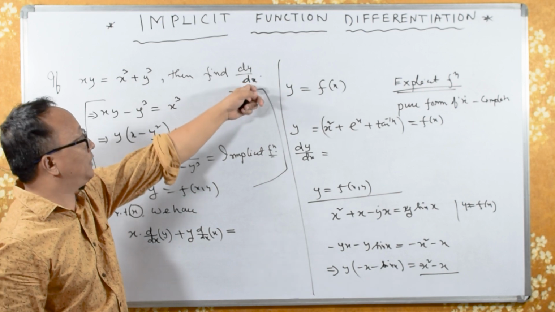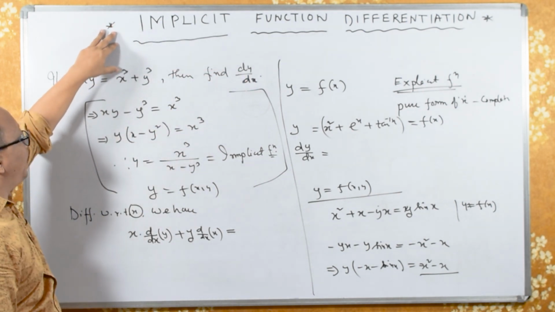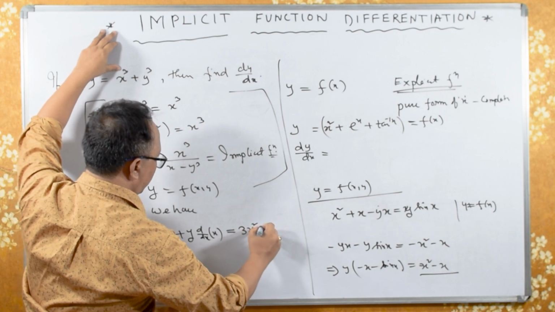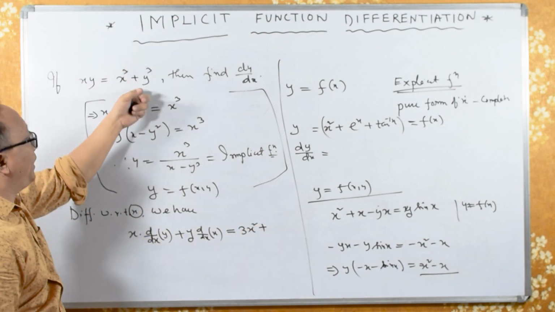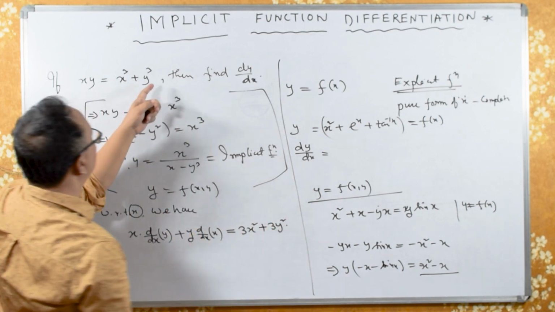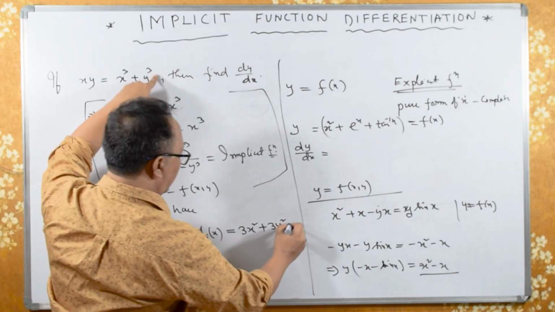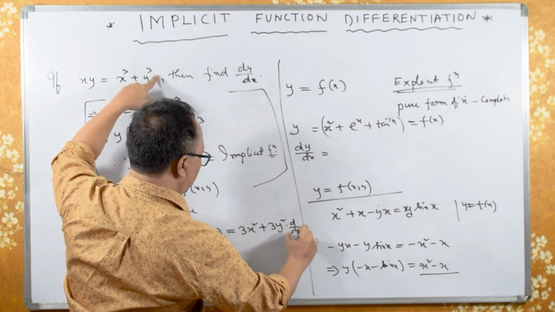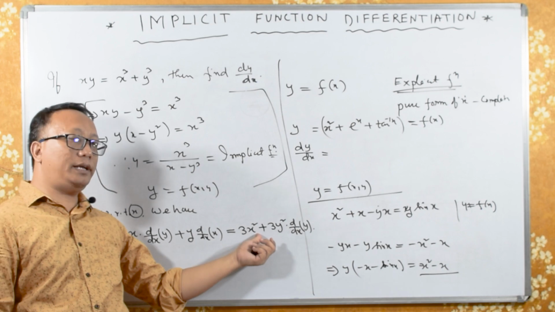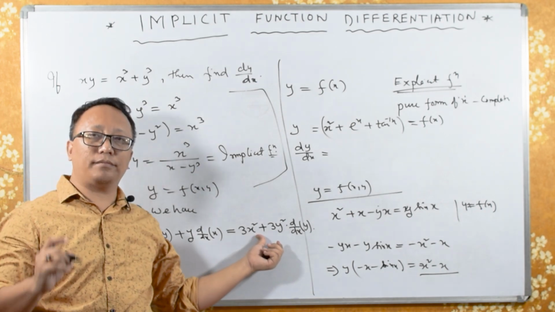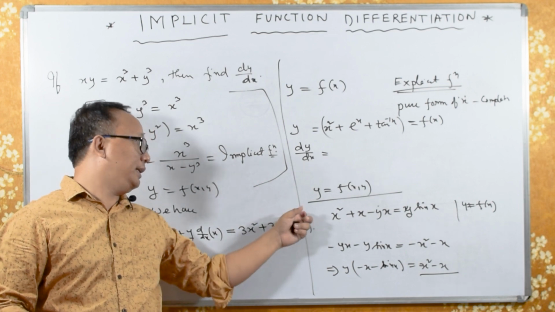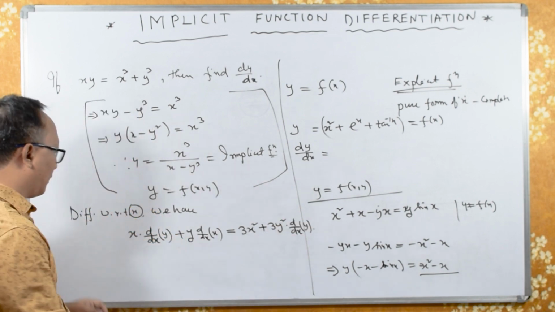Be careful here with respect to x. Here, d by dx of x cube with respect to x is what? 3x square plus, here y cube will be what? 3y square, again dy by dx of y. Here what we have is again d by dx of x, that is 1. That's why we have not written it over here. Here this dy by dx will come.